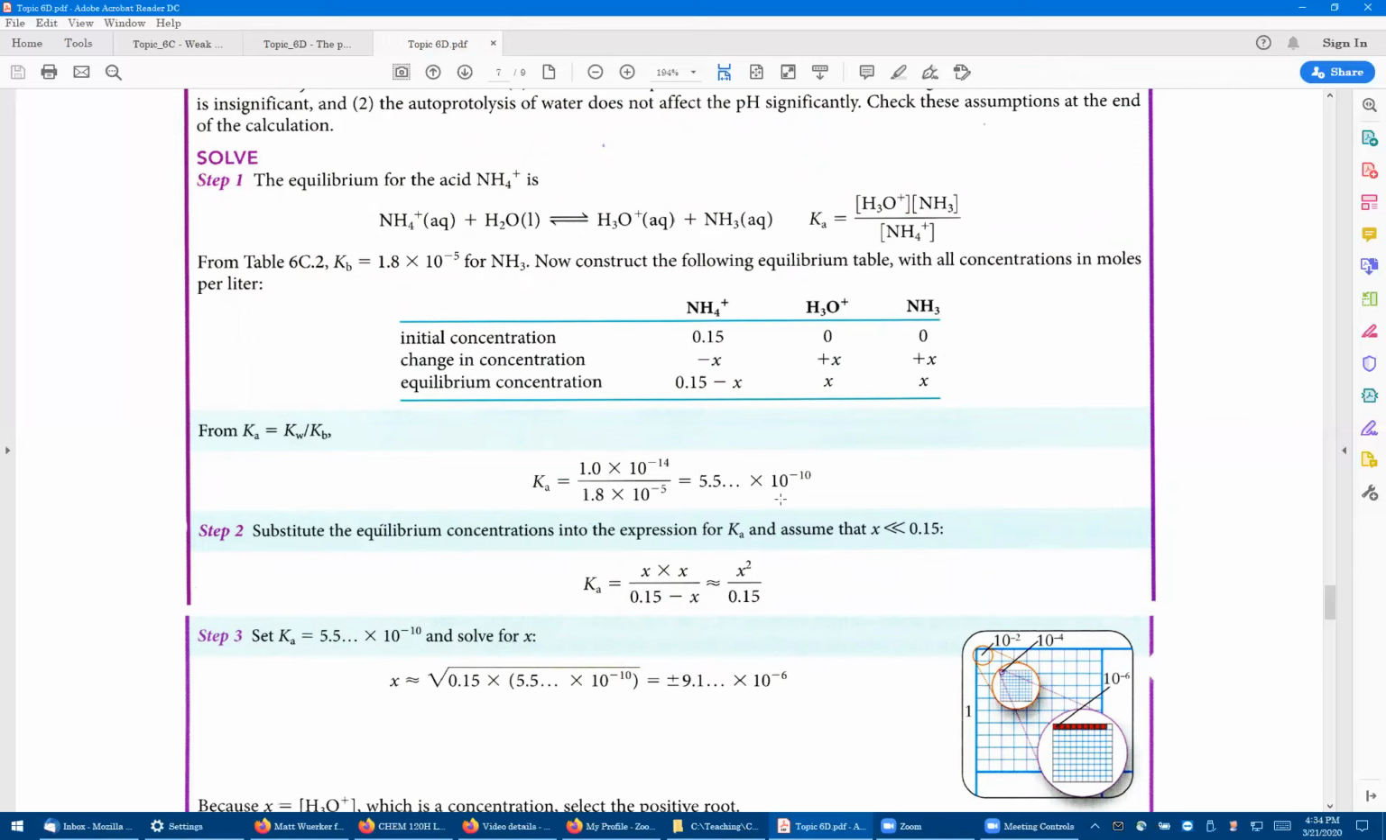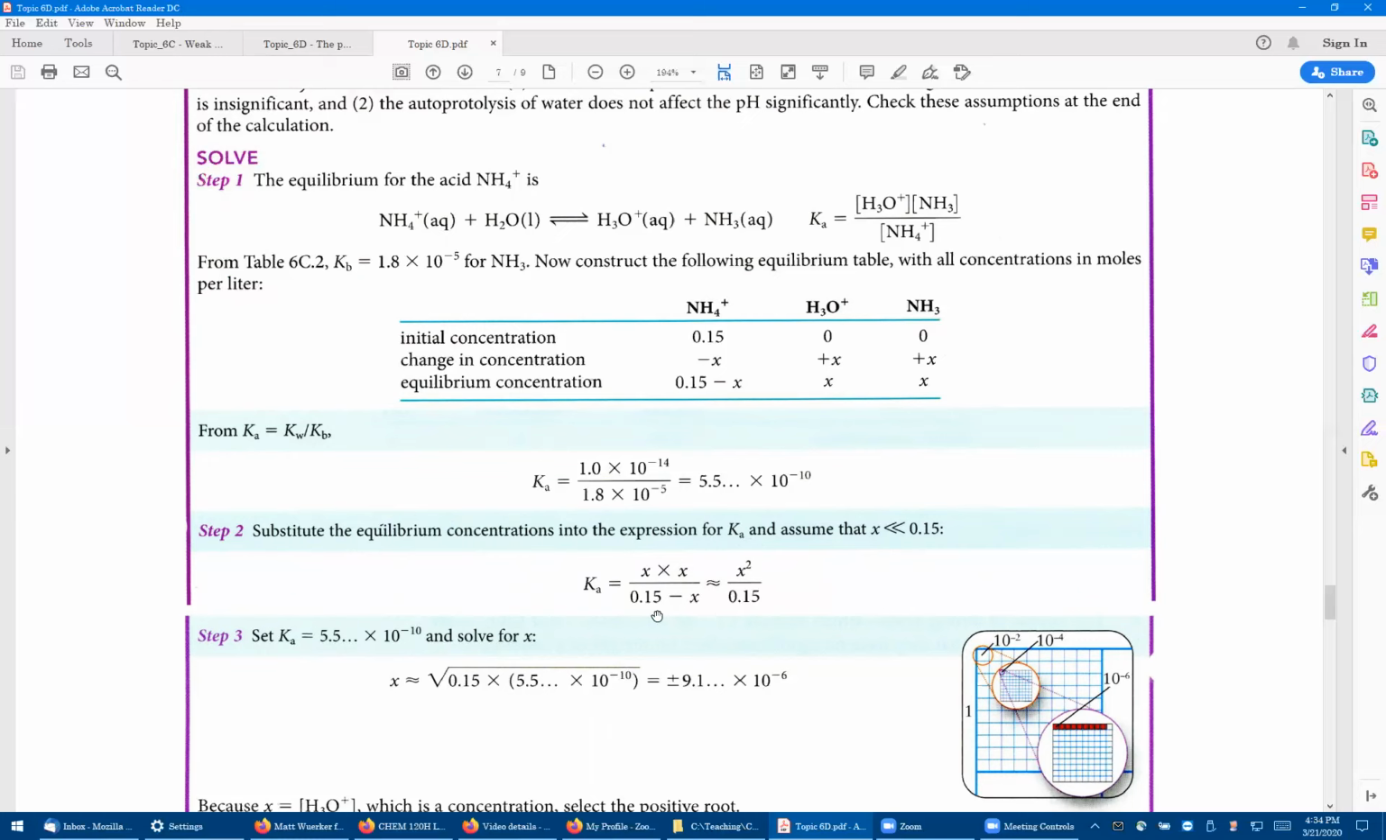Now, as I said, you won't find that value in any tables anywhere because it can be easily calculated, as we just did here, by using the Kb of the neutral molecule, ammonia. That's usually how the Kas and Kbs are tabulated. So now we've got our Ka.